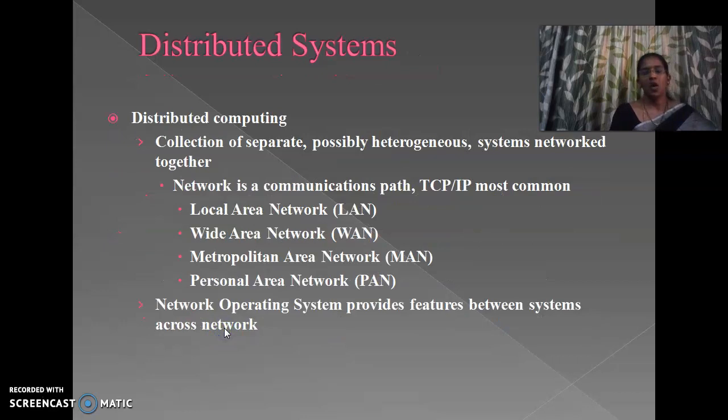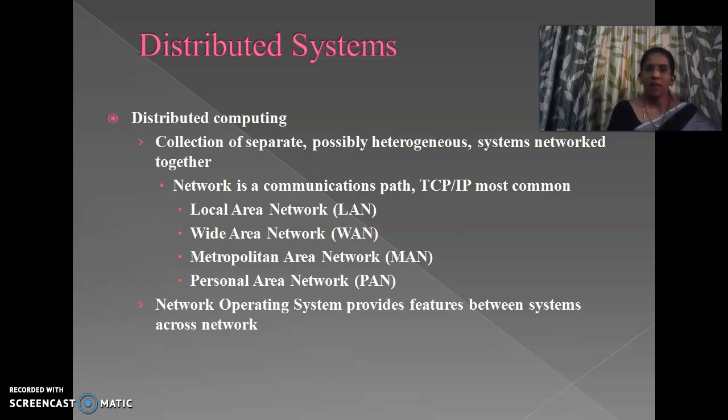distributed systems. What is meant by a distributed system? A distributed system is a collection of processes, individual processes that work together to perform a specific task. A distributed system is a set of processes connected together to perform a specific task, and it also increases the efficiency of the system.